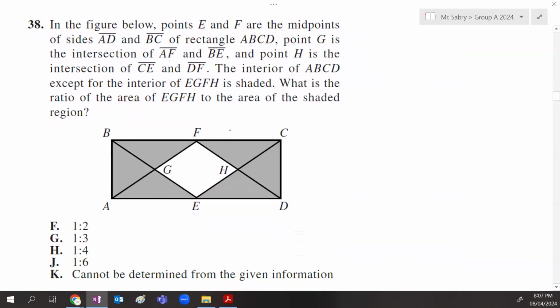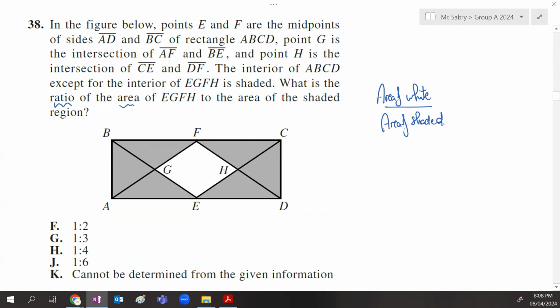In the figure below, points E and F are the midpoints of the sides. He needs to know what is the ratio. Whenever I'm asked to find the ratio between any two things, I'll divide these two things. They need the ratio of the area of E, G, F, H, so we're talking about the area of the white shape over the area of the shaded region.